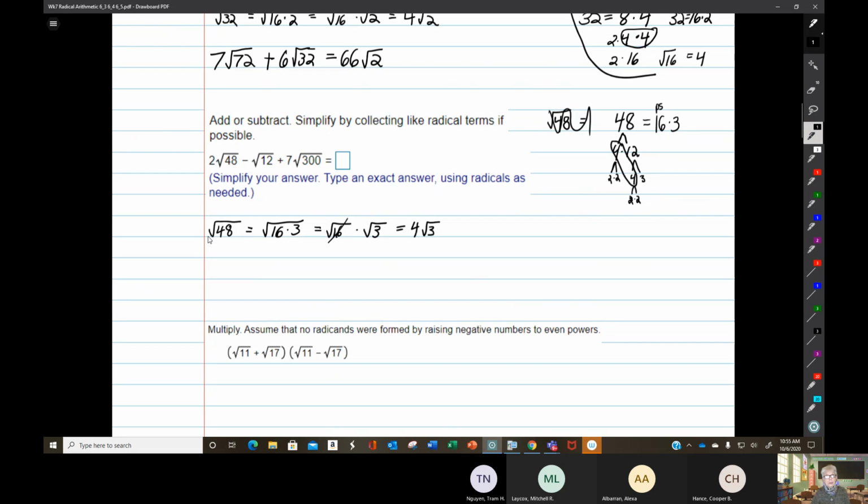Now let's break down the square root of 12, right here. Well, this is a little easier. The square root of 12 is, of course, 4 times 3, or 3 times 4. So the square root of 12 is 2 times the square root of 3.